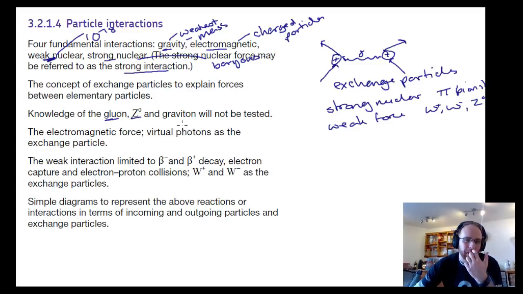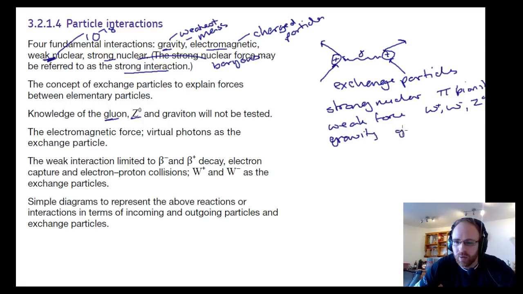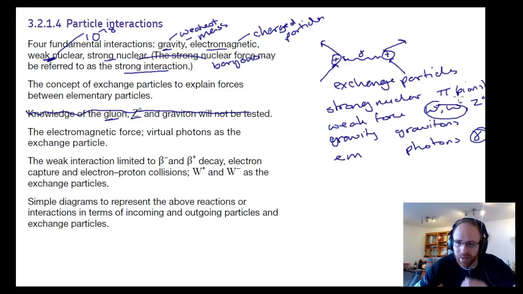So gluons are what hold quarks together inside nucleons, baryons. Gravitons, so for gravity we have gravitons, which are hypothesized and not measured, and then for the electromagnetic force we have photons, which are gammas. So knowledge of the gluon, the Z0 and the graviton will not be tested. Just grab that out. So we need to know about photons, W plus, W minus, pions, and that's it.